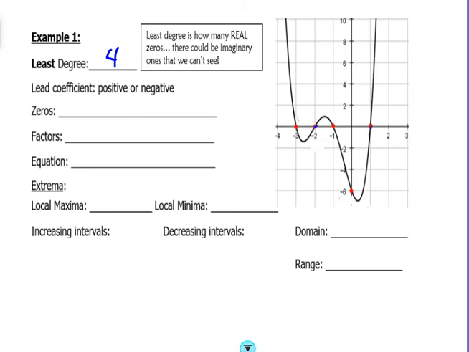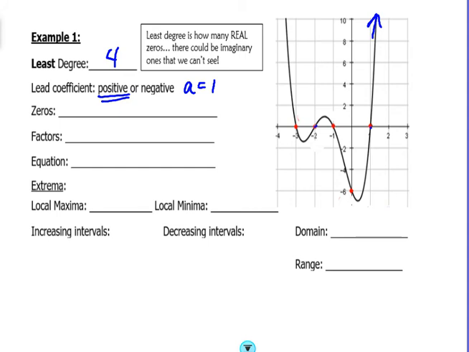Alright, lead coefficient. That's our A. What is A equal to? Whether it's positive or negative. When we look at the right-hand side of our graph, since it is going up on the right-hand side, as x increases, y is increasing, it's telling us that our A is positive. And in this case, we're keeping our A to be 1.